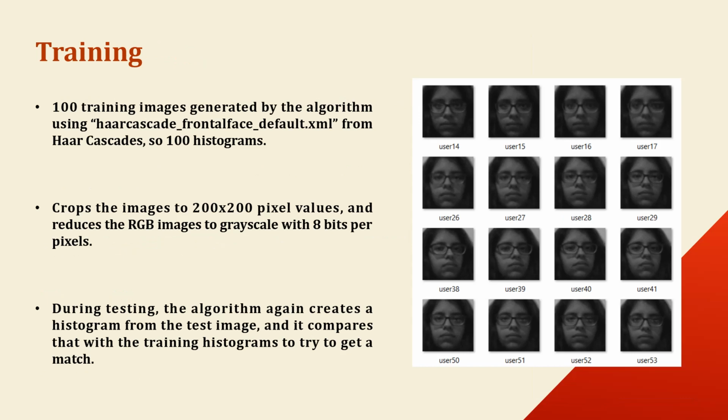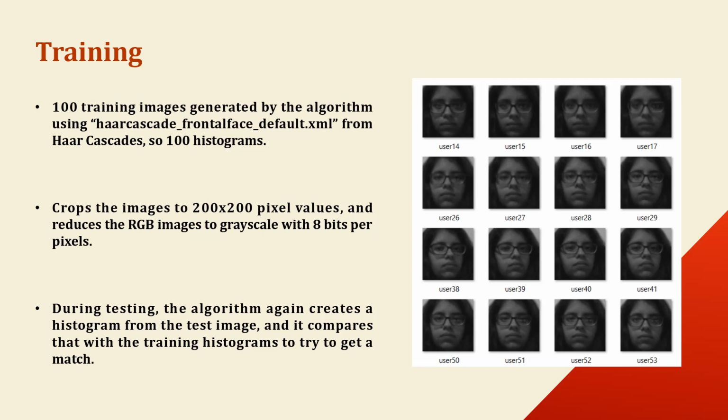As we mentioned before, for training, we take 100 sample images of the user for whom the access control is being provided. For this, we are taking the Haar Cascades frontal face profile, and we are generating 100 histograms for this. The algorithm crops the images into 200 cross 200 pixel values. It reduces the RGB images into grayscale so that it's easier for the algorithm to process the histograms.